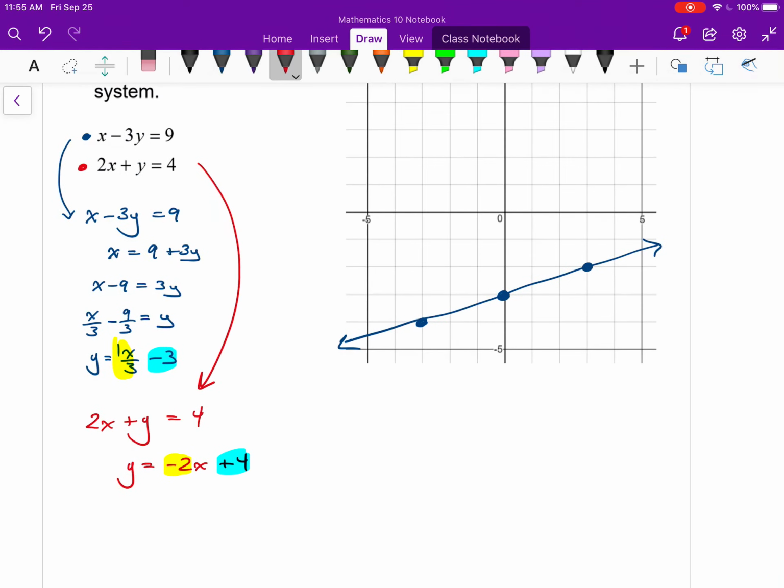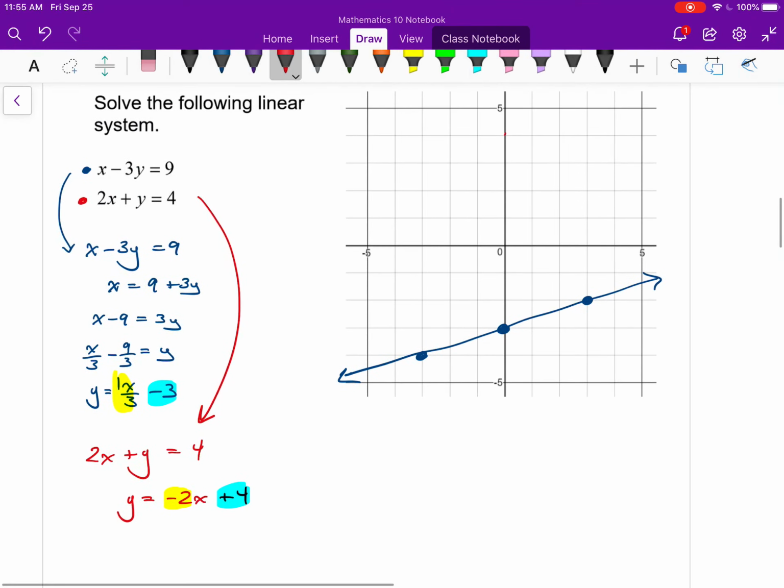A y-intercept of 4 is up here. A slope of -2 means down 2 over 1. Down 2 over 1. If I do that again, I can see my solution right there. I'm going to highlight it in green. There's my solution. That's it. I'll go down 2 and over 1 one more time. I'll also draw my line. So there's my system drawn, but the question was to solve it.